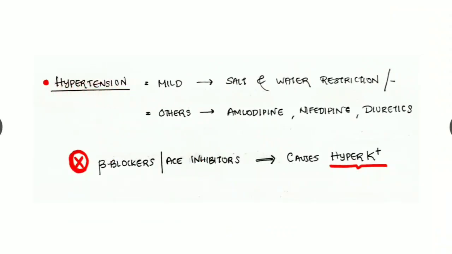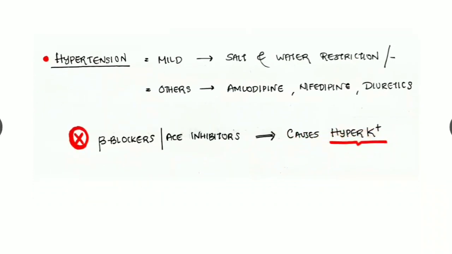Management of hypertension is very important. If it is mild, it can be managed with salt and water restriction. In case of moderate to severe hypertension, we have to give medications like amlodipine, nifedipine, diuretics, labetalol, etc. We should not give beta blockers and ACE inhibitors because they can cause hyperkalemia.